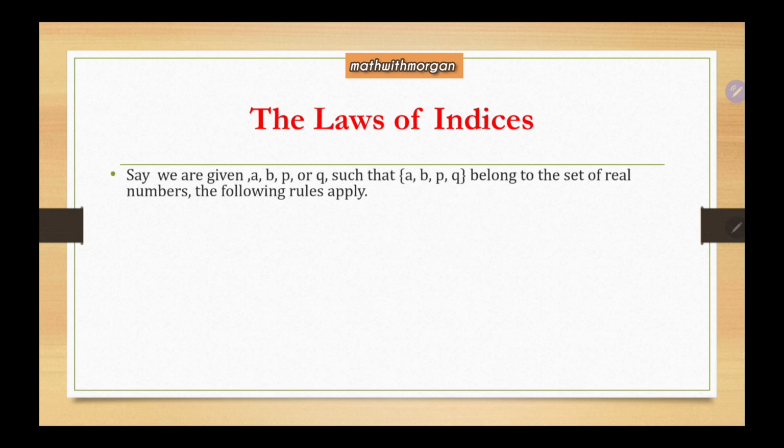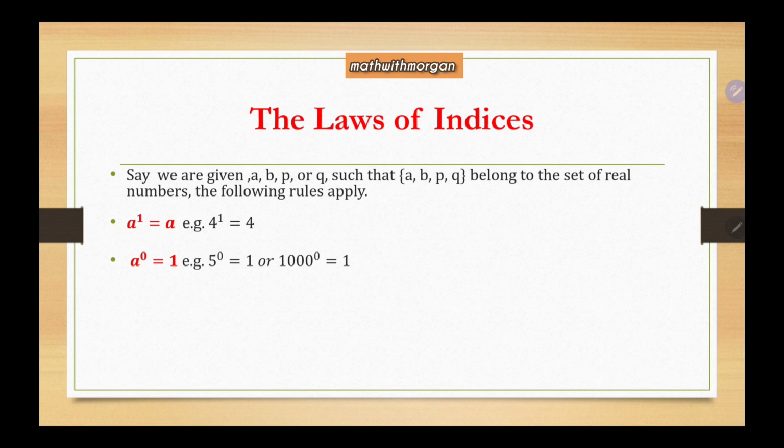We're going to start off with the laws of indices. Let's say we are given a, b, p, and q, such that all of these belong to the set of real numbers. The following rules apply. Rule number 1: a to the power of 1 is equal to a. For example, if you have the number 4 raised to the power of 1, that is the same as 4.